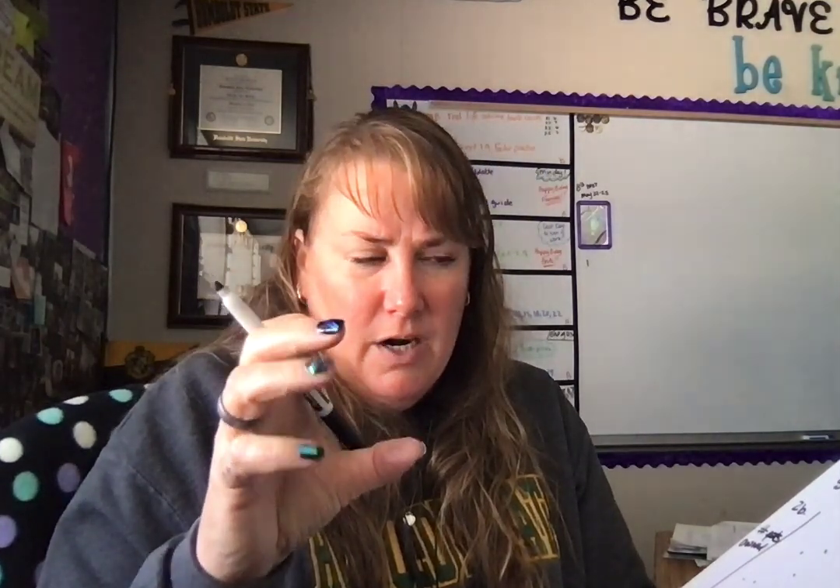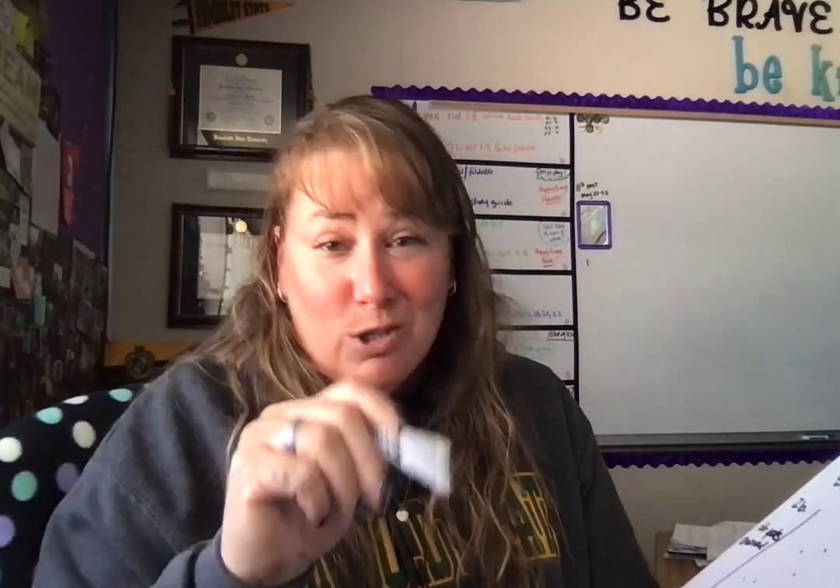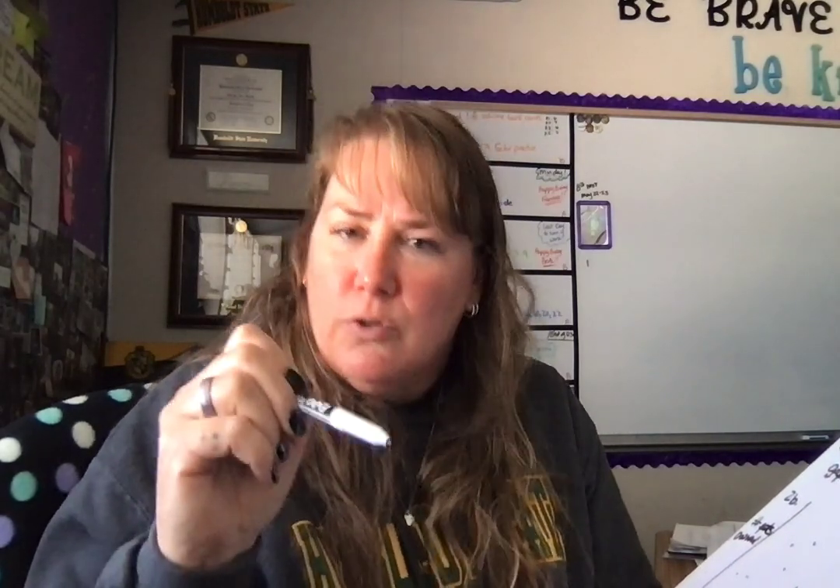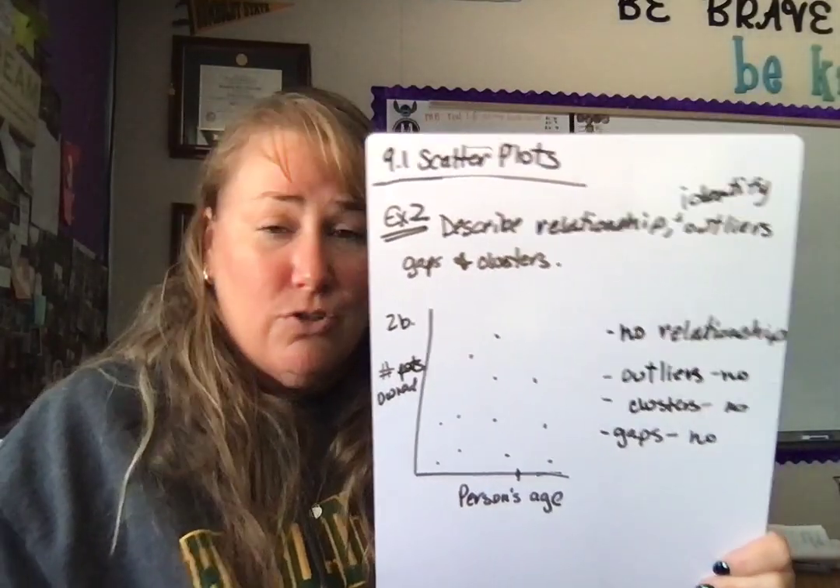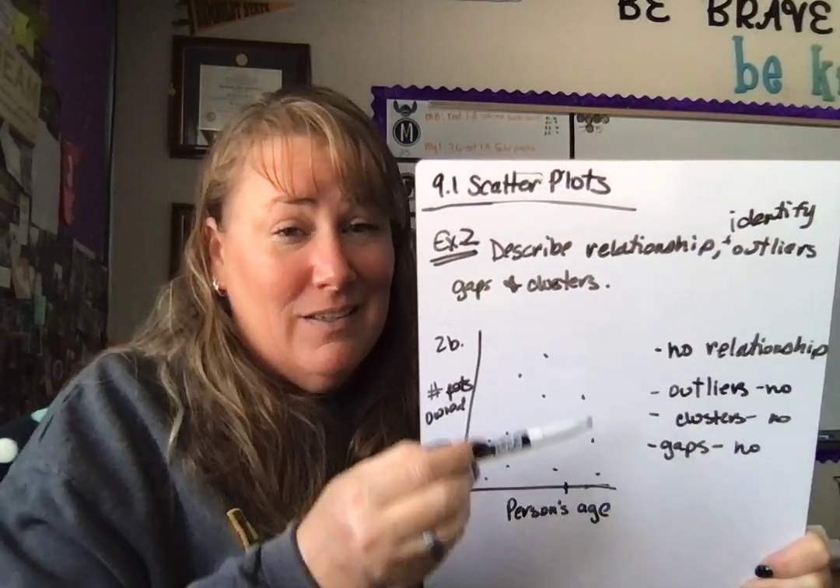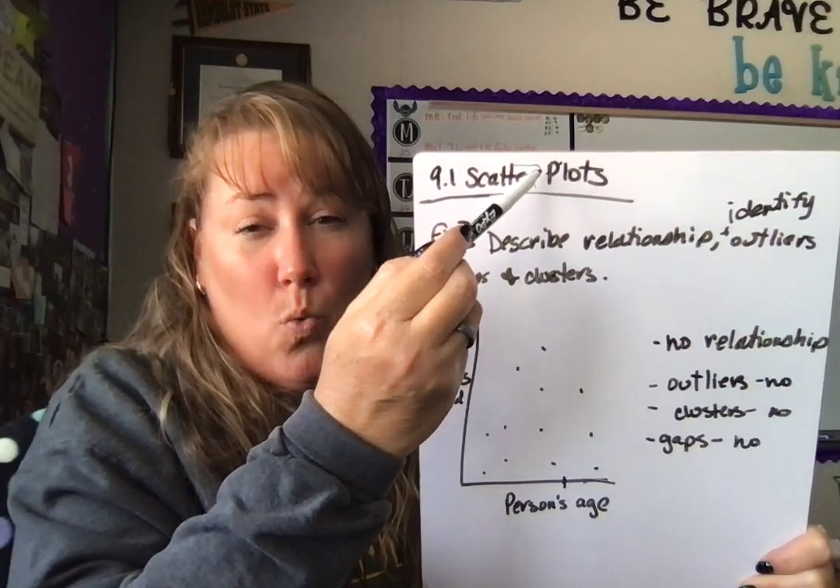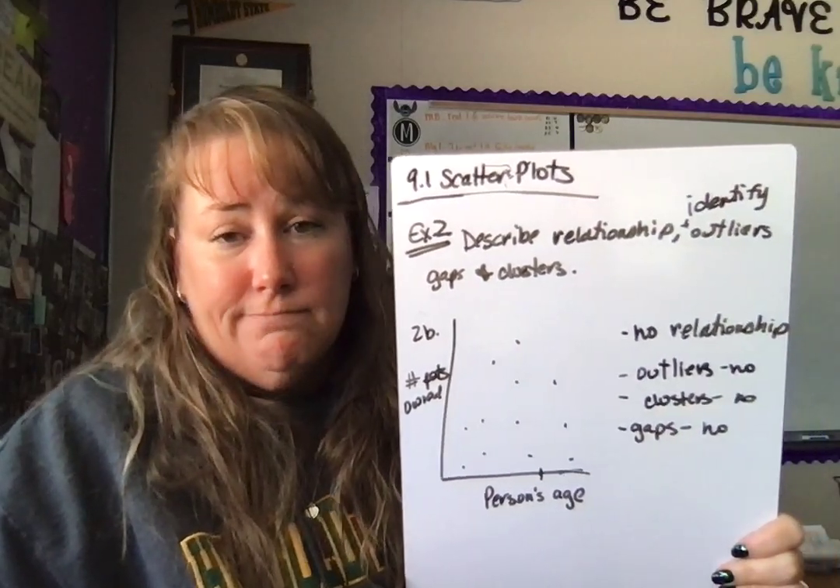And some of you guys might look at the graph and go, yeah, there's a bunch of gaps. Remember, a gap is an area where there's no data. It's like a hole in the data. But since this data is all over the place, you can't define the space where there's no data. So you would say no gaps. So there's no outliers, there's no clusters, and there's no gaps. However, if I was part of this data, you would have an outlier way up here. And so outlier, you would identify it by its ordered pair.